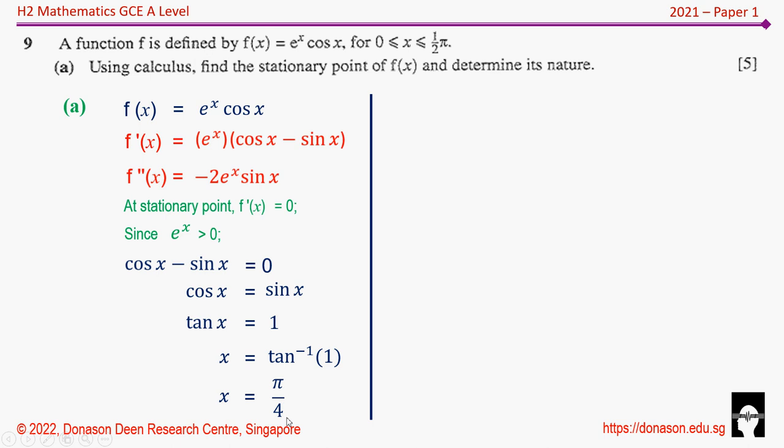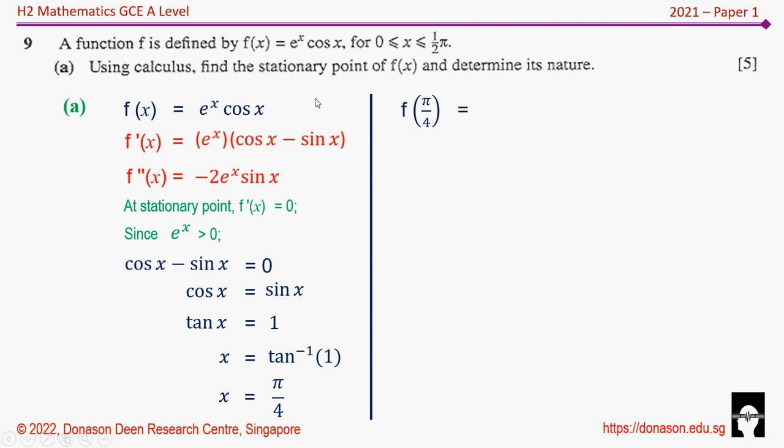When x equals pi over 4, cosine pi over 4 minus sine pi over 4 would become root 2 over 2 minus root 2 over 2, which is of course going to become 0, and that would turn f prime x equal to 0. And so the x coordinate of pi over 4 would give the x coordinate of the stationary point.